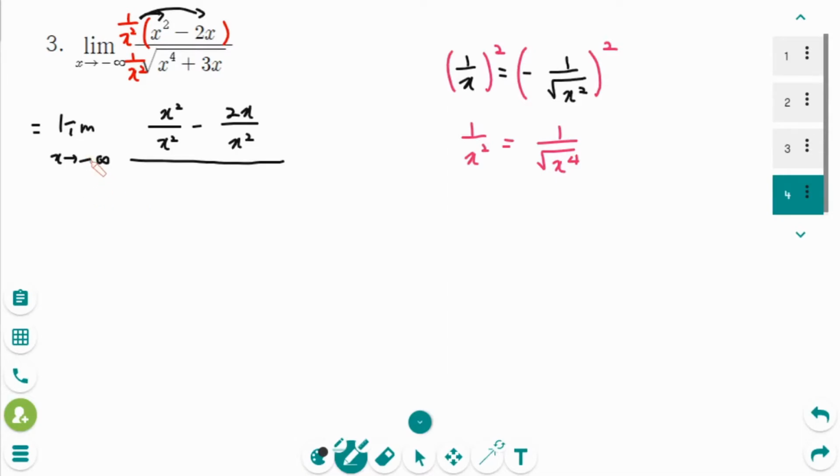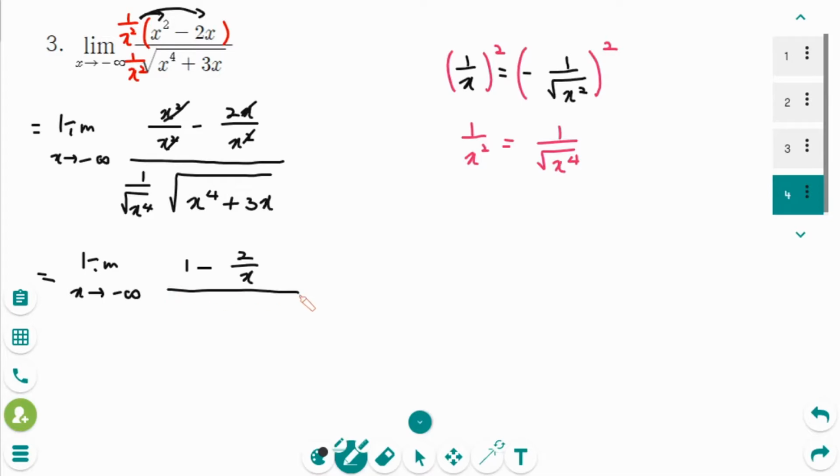In this question, x approaches minus infinity. Therefore, there is no negative sign outside of the square root. So this one is the same as this one. And then simplify. This is 1 minus 2 over x over, there's no minus, just expand, 1 plus 3 over x cubed. Then minus infinity here, so put minus infinity into x.